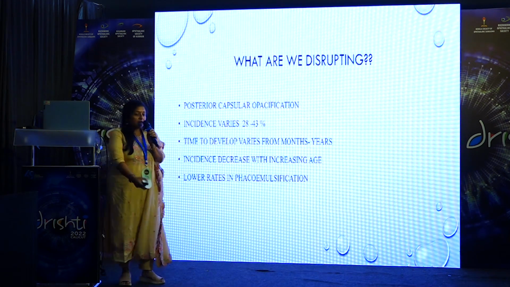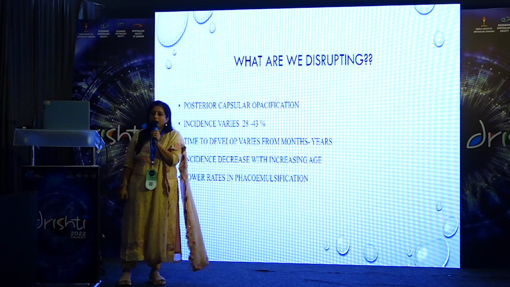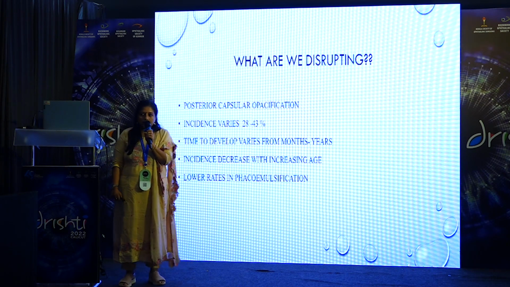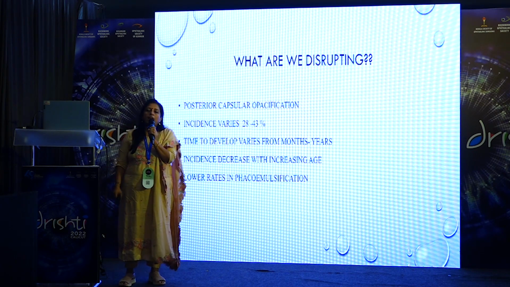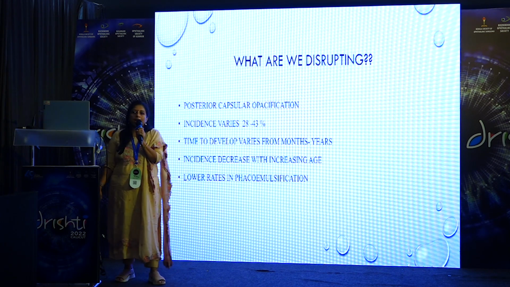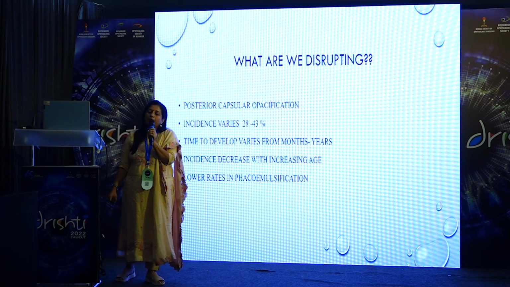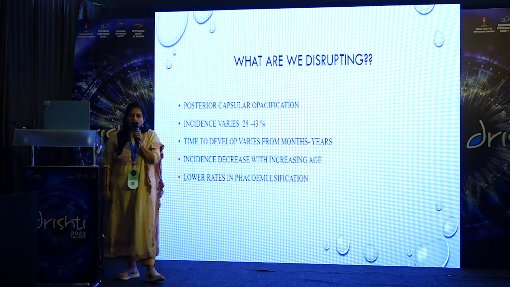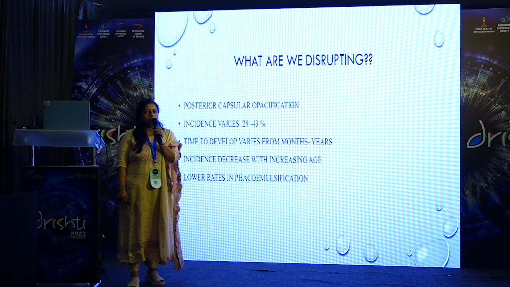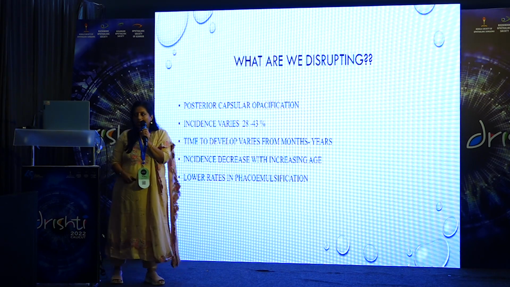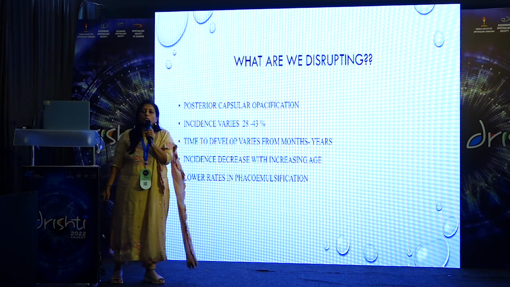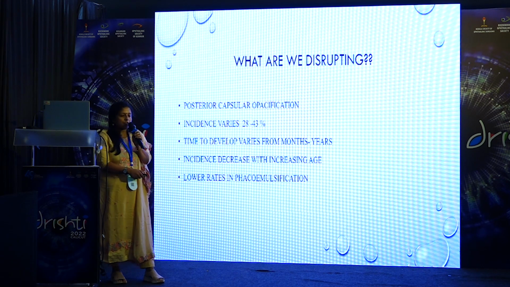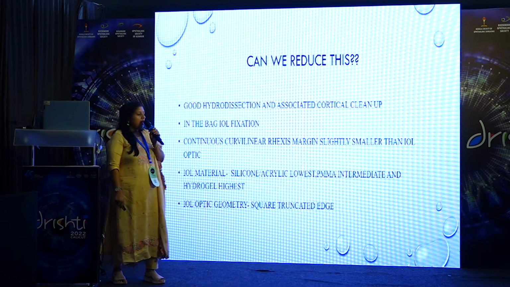Now, what are we breaking with this laser? It is a posterior capsular opacification that is formed by the proliferation of the epithelial cells. On top of it, there is addition of contractile fibroblasts and collagen deposition, which leads on to the opacification of the posterior capsule. And with an incidence as high as around 28 to 43%, it's a very common late postoperative complication after cataract surgery. The incidence is said to lower with increasing age, and also in phacoemulsification, the incidence is comparatively lesser.